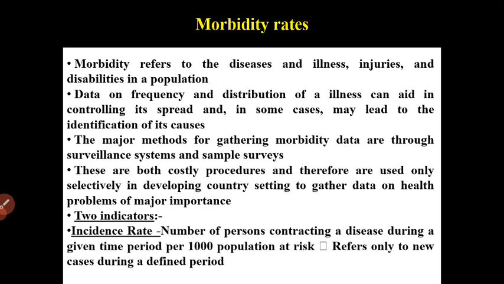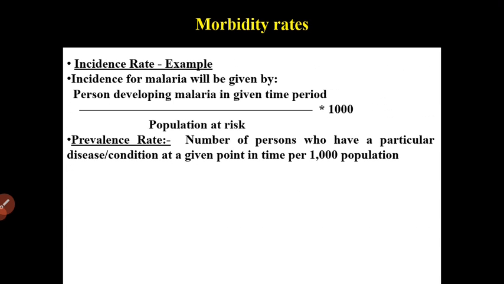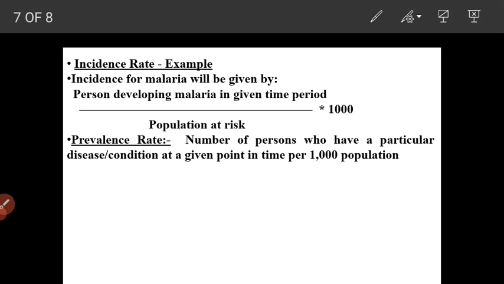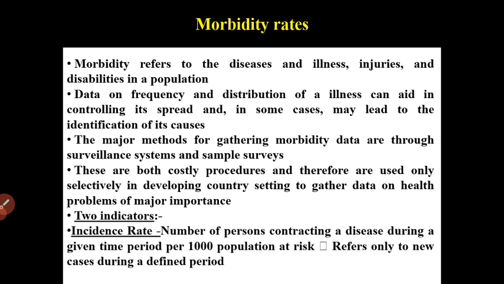Both these procedures are costly and therefore are used selectively in developing countries, and they are set up for gathering the data on health problems of major importance. So two indicators they follow. One is incidence rate, second is prevalence rate. We have already studied what is incidence rate and what is prevalence rate. Fine.